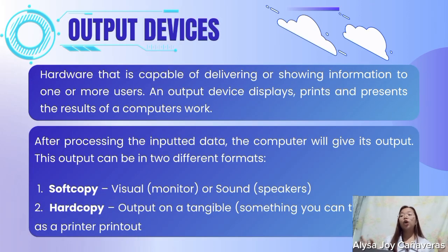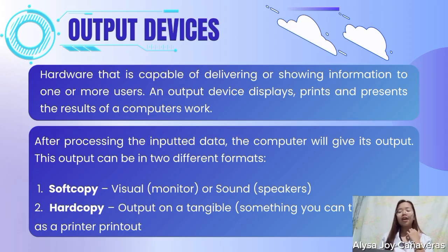And last is the output devices. Output devices are the hardware that is capable of delivering or showing information to one or more users. An output device displays, prints, and presents the result of a computer's work. Output devices could produce either soft copy or hard copy. Soft copy is visual, such as on a monitor, the result of the data that has been processed, or it could also be in the mode of sound, with output devices such as speakers.